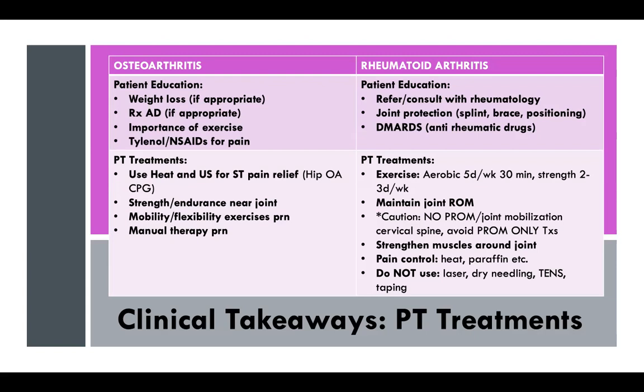Patient education for osteoarthritis will likely be focused on the importance of exercise, weight loss if appropriate, and could focus on some of the options and first-line treatments as far as pharmacological treatments. For rheumatoid arthritis, it's key that this patient is working with a rheumatologist to control the autoimmune component with medication. Some of our physical therapy treatments are going to be similar across these two conditions. Exercise is very important, and exercise is well supported for the treatment of each of these conditions.